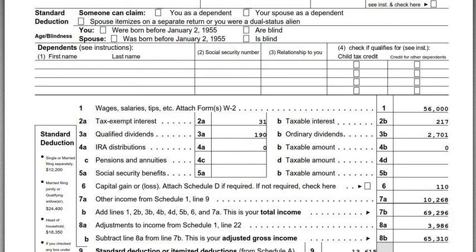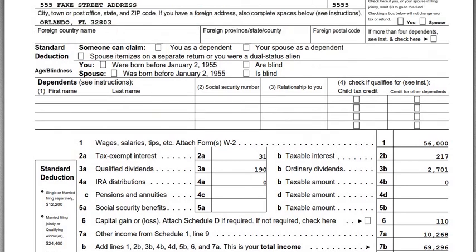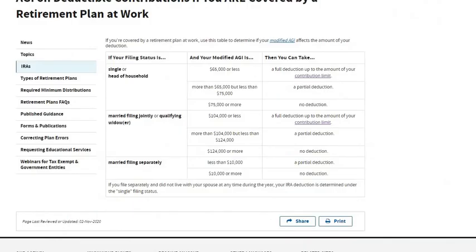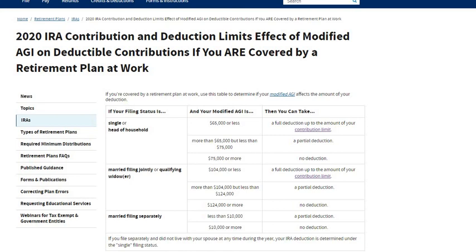When you make contributions to a traditional IRA and you're covered by a retirement plan, your deduction for the traditional IRA contribution may be limited or eliminated completely, right? And the ranges change every year. So let me go quickly to the IRS website. So this is the 2020 contributions. They're more or less the same for 2019, but just to illustrate the point here. If you're covered by a retirement plan at work, you're supposed to use this table to determine whether you get a deduction for the traditional contribution that's being put into your traditional IRA.